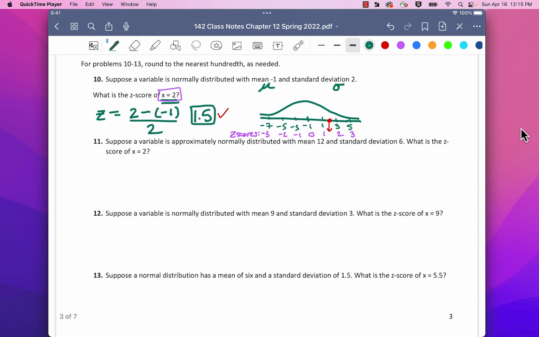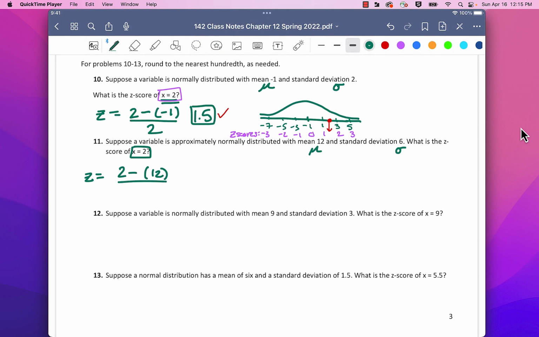Suppose a variable, again, is approximately normally distributed with a mean 12 and a standard deviation 6. What is the z-score of x equals 2? So once again, we have our mean, we have our standard deviation, and we have our x value. So using our formula, z is going to be x minus 12.